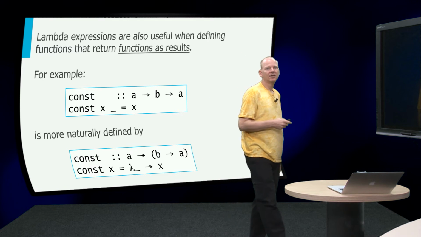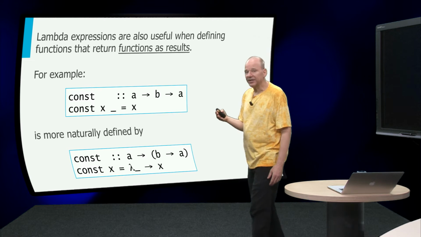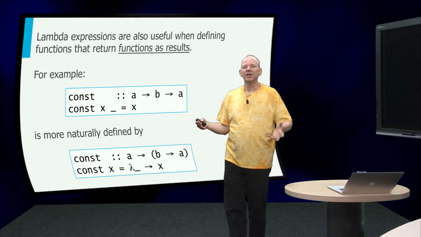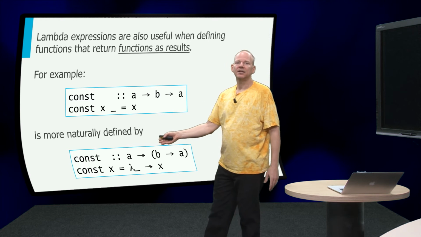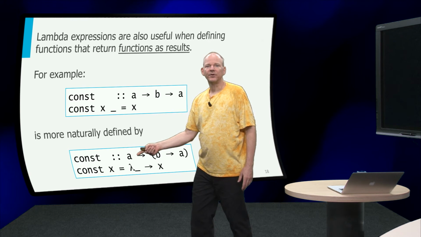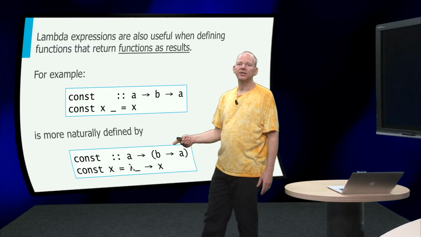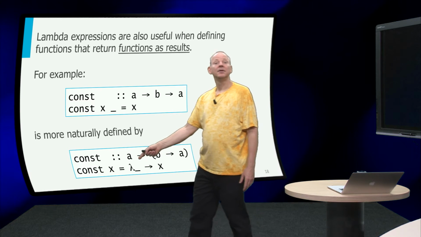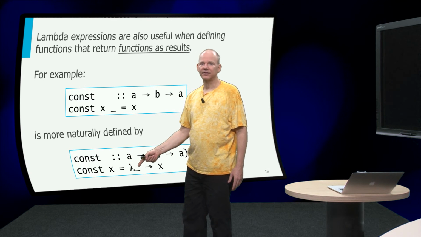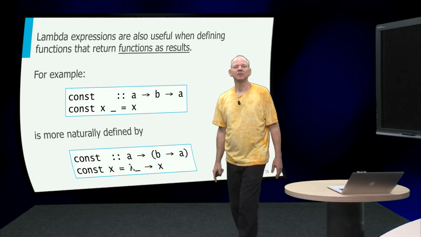Lambda expressions are also useful when you want to make explicit that you're returning a function. In some sense that's the same as currying, but here, if we define a constant function, this is a function that, given an a, will return a function that, whatever b you give it, will return that a. So here const of x returns a function that will, whatever you give it, just ignore it and return x. Okay?